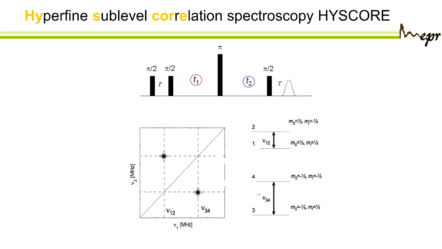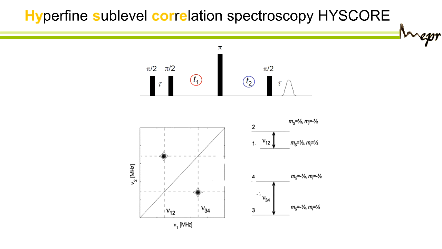It gives us correlations between the nuclear frequencies in the alpha and the beta manifolds. If you look here in the bottom, you see our 4 energy levels for the very simple system of electron spin half and nuclear spin half. And here we see the 2 nuclear frequencies, Ni3,4 and Ni1,2. If we do an ENDOR and ESEEM spectrum, we will see these 2 frequencies. When we do a HYSCORE experiment, we get a 2D map, because we record the echo intensity as a function of the time T1 and time T2.